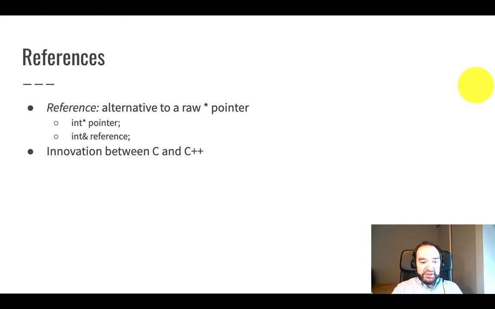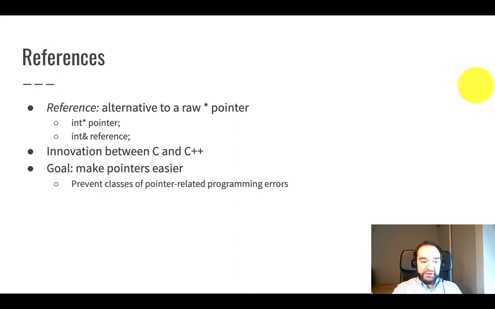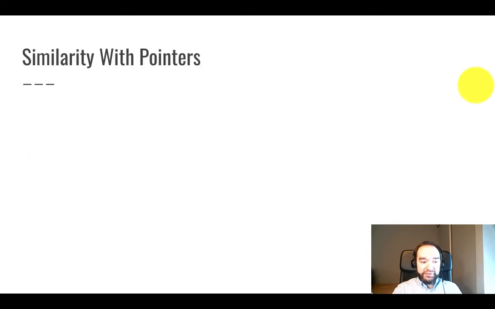So this is an innovation between the C and C++ programming languages. As you may know, C++ is based upon C with added features. So C does not have references, C++ does, and they added them for a deliberate reason, which was to try to make pointers easier to work with. We've seen from C programming and C++ programming using raw pointers that there are whole classes of pointer-related programming errors that occur when we use these raw pointers, and references were an attempt to try to block some of those from happening.